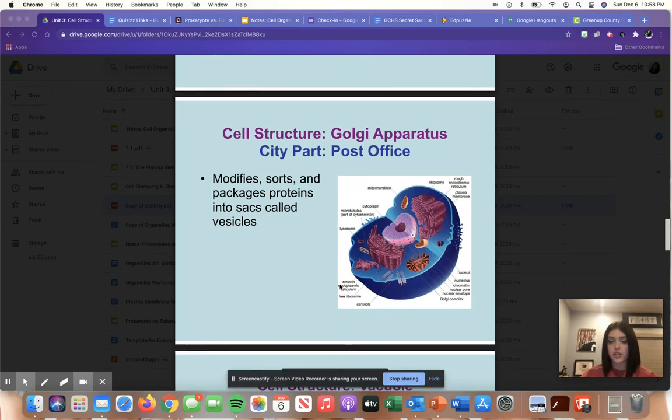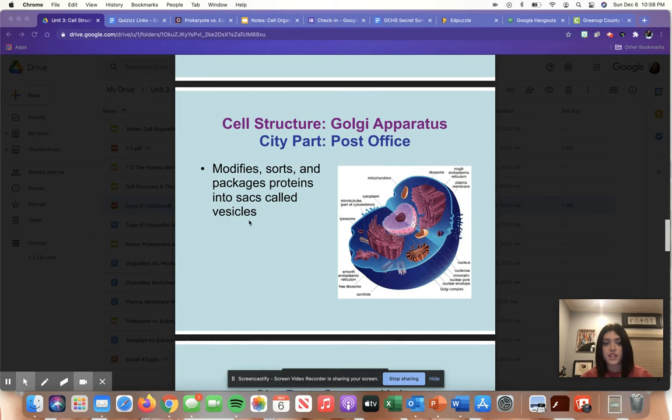So here, we talked about this yesterday, the Golgi apparatus. This is where things are modified, sorted, and packaged. Proteins are packaged and they are sent out in sacs called vesicles. So remember, if that's where everything is packaged, it's equivalent to a post office. And then these vesicles, right, would be your mailman, because what's being packaged is being packaged up in the vesicles, and the vesicles send things out into the rest of the cell.